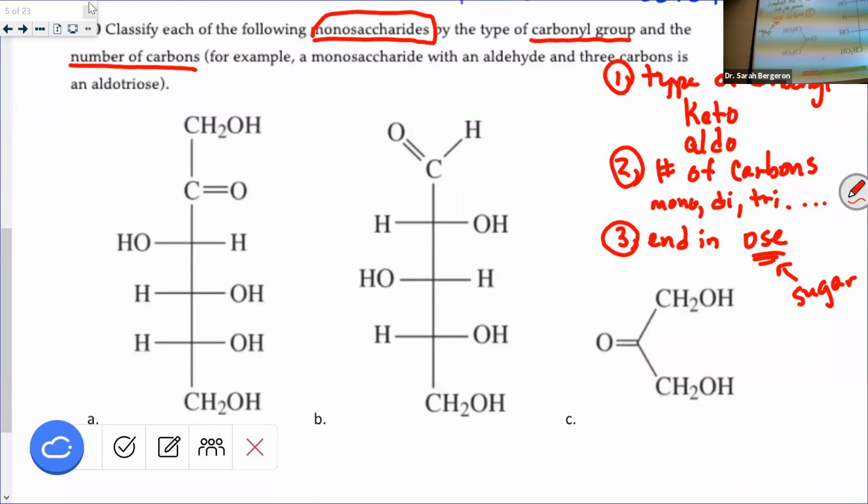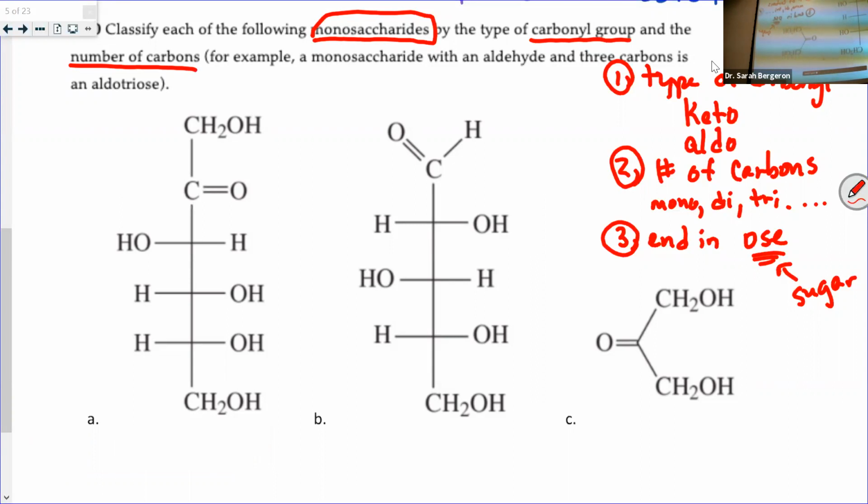Isn't it kind of nice to have a map of where you want to go before you start working the problem? All right, so let me move this. I got a little more room. First, I want to look at all 3 molecules for step number 1. Then we're going to do step number 2 for all 3 molecules, and then step number 3 for all 3 molecules, okay? So look at A. What kind of carbonyl group do we have? A ketone or an aldehyde?